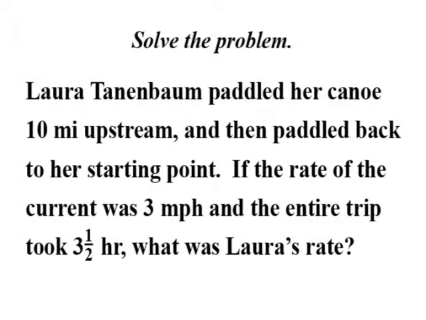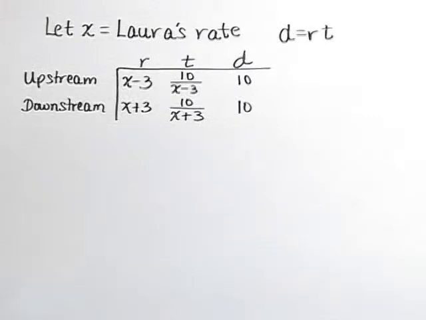Solve the problem. Laura Tannenbaum paddled her canoe 10 miles upstream and then paddled back to her starting point. If the rate of the current was 3 miles per hour and the entire trip took 3.5 hours, what was Laura's rate? Well, we've performed step 1. We've read the problem carefully. In step 2, define your variable.